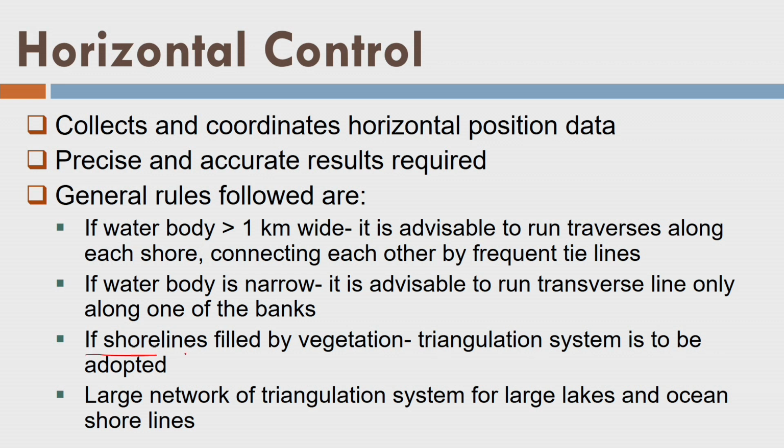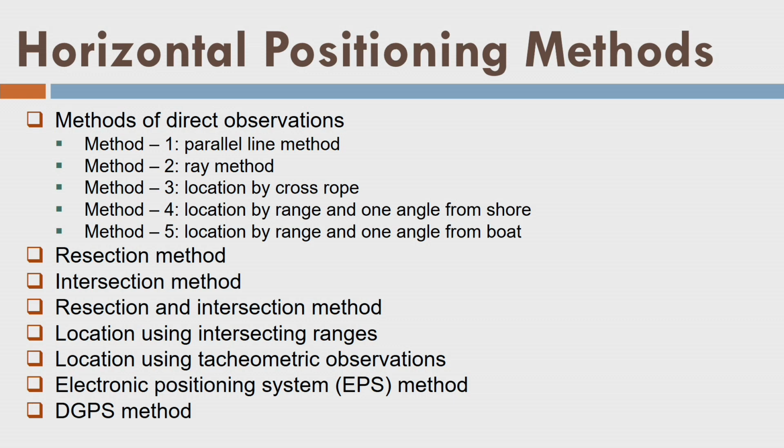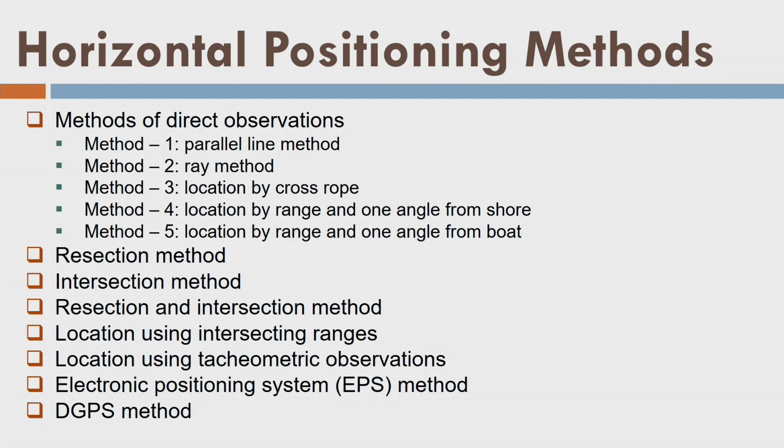One more thing here, if the shoreline is filled by vegetation, then a triangulation system should be adopted. At the same time, a large network of triangulation system should be adopted for large lake and ocean shorelines. Fine. Now, let us start with the horizontal positioning methods. The first method is, so we have categorized those methods into different categories, or we have classified them. Okay. This classification is not available in the books, but based on our understanding we have done it.